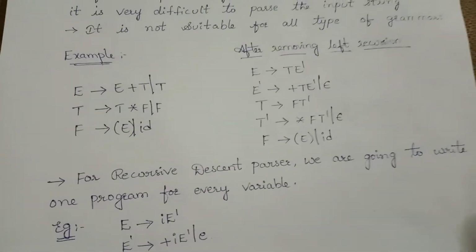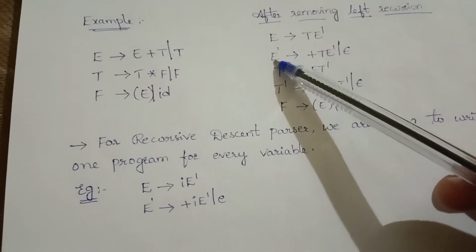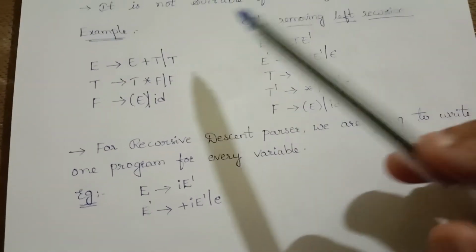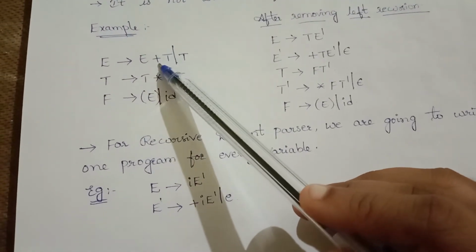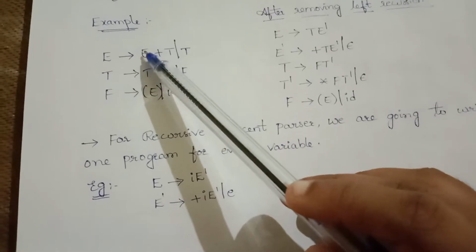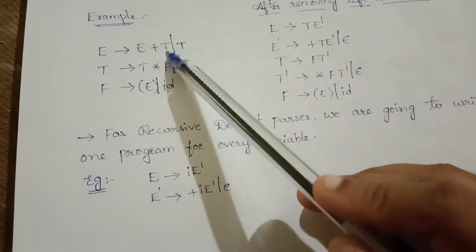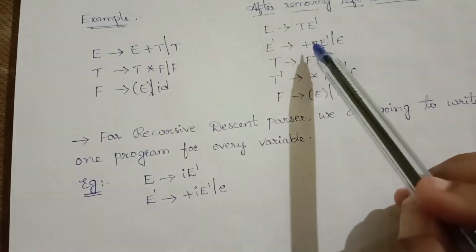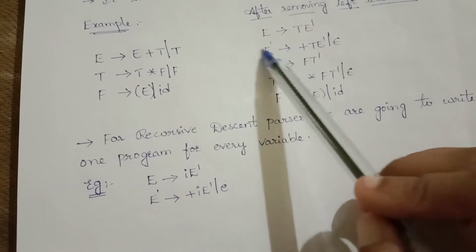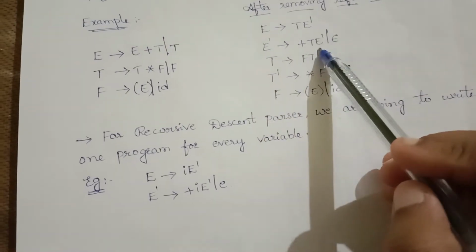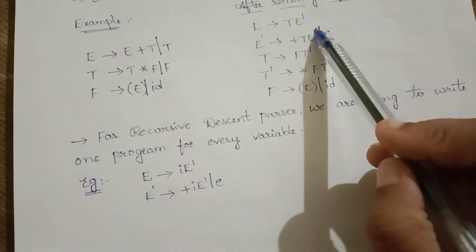Now for E dash also you need to derive this. In the second step, E dash tends to: we write the remaining symbols from the left recursive production except the starting symbol. So except E, the remaining symbols are plus T, and then write the newly introduced symbol E dash, and then epsilon. This is how we eliminate the left recursion.